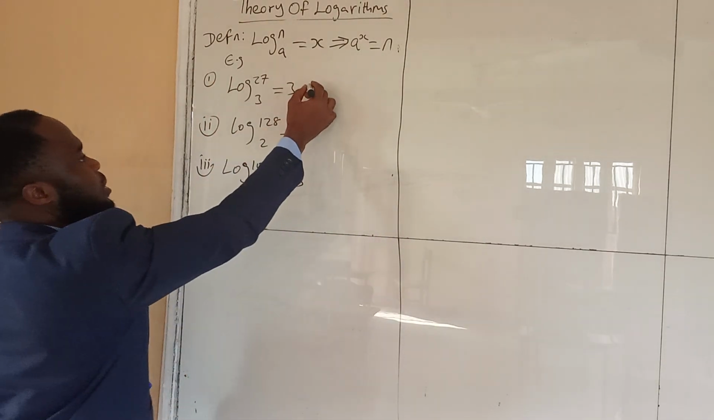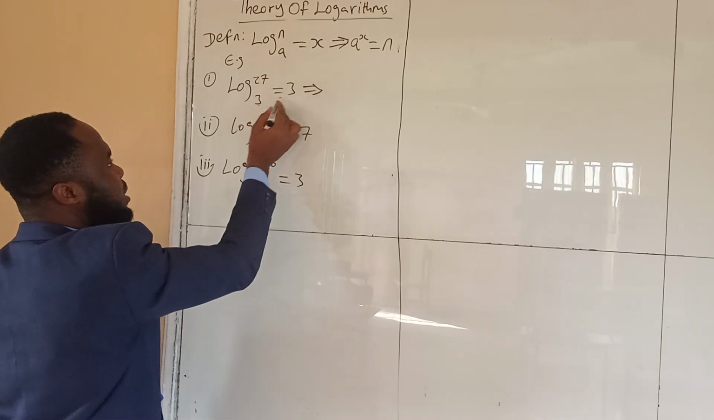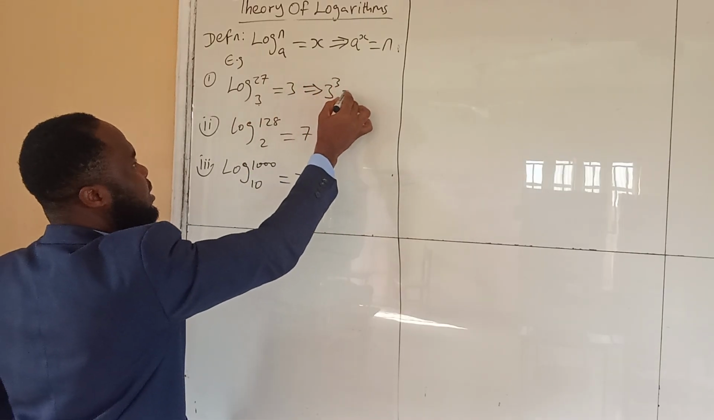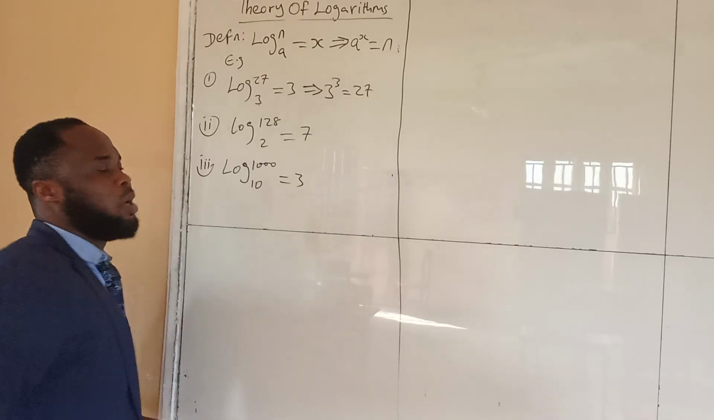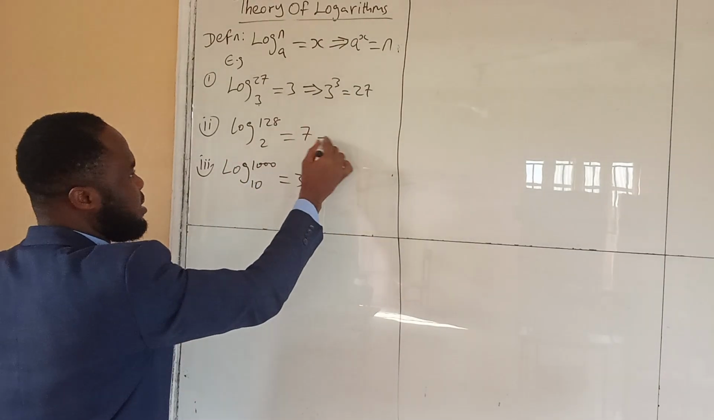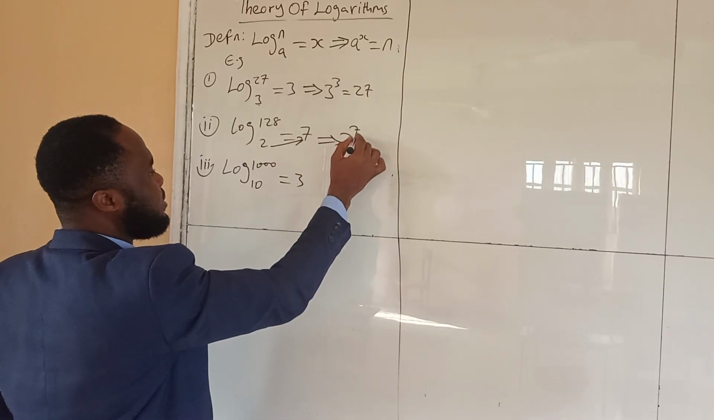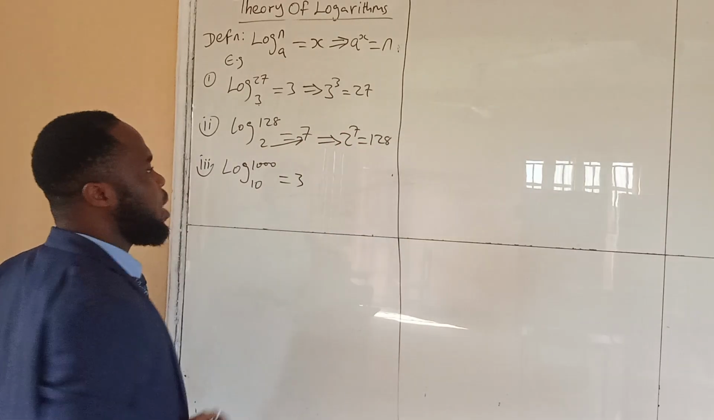Now, remember we can move from log to indices. Let's start from the first example. This implies 3 raised to the power of 3 is equal to 27. We can also move from logarithm to indices for the second example. This implies that 2 raised to the power of 7 equals 128.